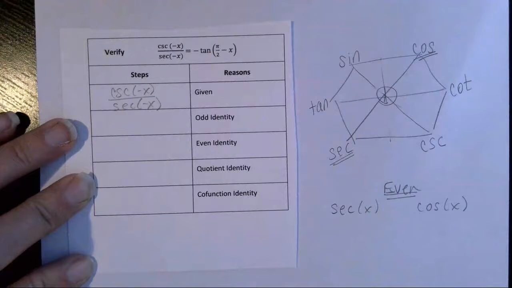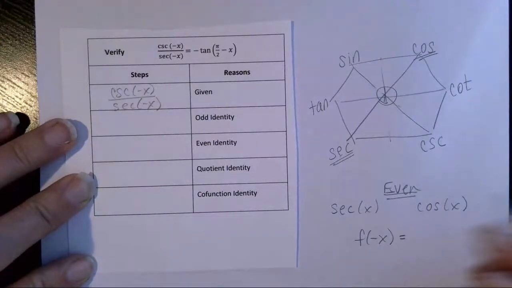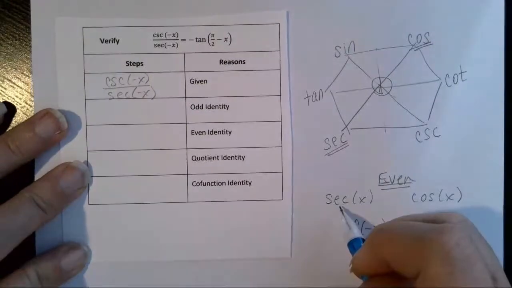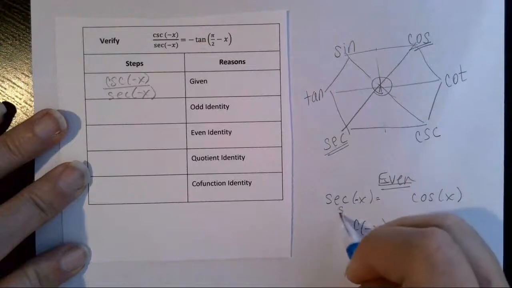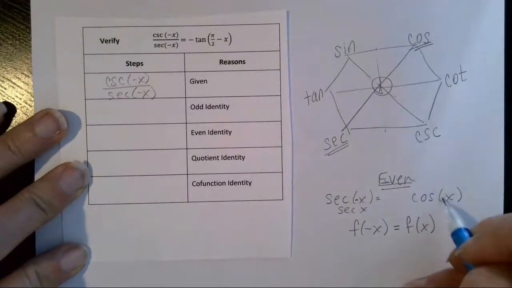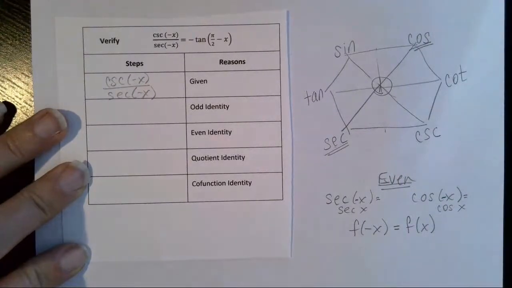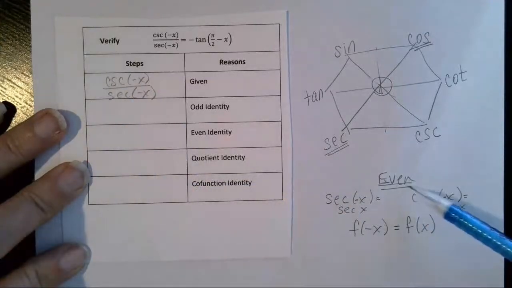Okay, even identities mean that if I have a function f of negative x, I put in a negative, then out comes positive f of x. That's what even means. So if I'm starting with a secant of negative x, that's going to be equal to the secant of positive x. If I start with a cosine of negative x, since it's an even function, that'll be equal to the cosine of x.